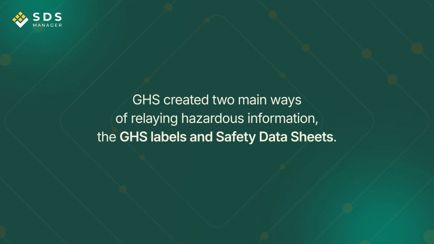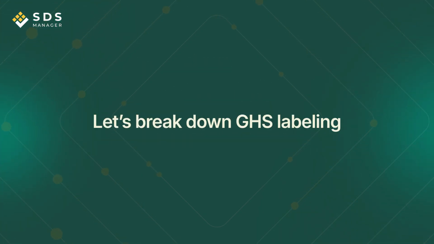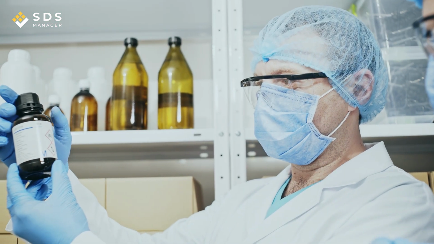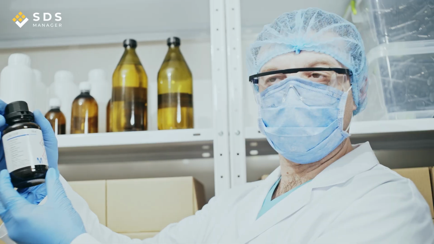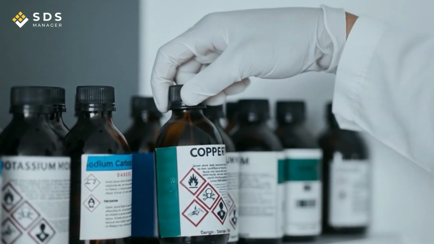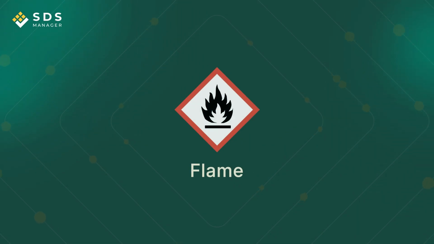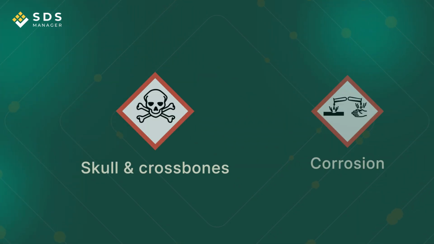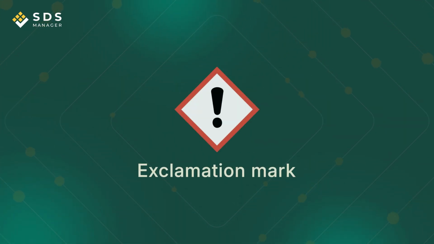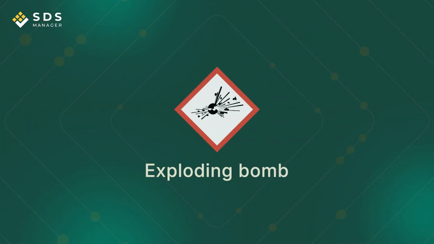As mentioned before, GHS created two main ways of relaying hazardous information: the GHS labels and safety data sheets. First, let's break down GHS labeling. A GHS label on a container gives you the quick essentials. It shows the product identifier so you know what's inside. It uses red diamond pictograms to show the type of risk at a glance, like flame, skull and crossbones, corrosion, gas cylinder, health hazard, exclamation mark, exploding bomb, and environment.